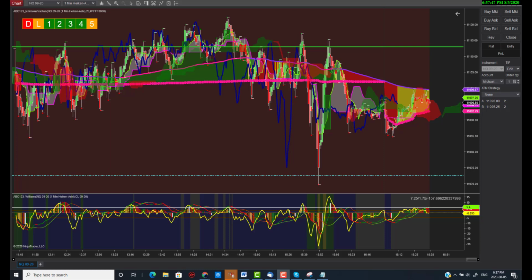And what I want to show you now is kind of an updated version of the Ichimoku Williams system. And what I want to do is we'll just go through step by step to show you how the system works. So with that being said, we'll get right into it.